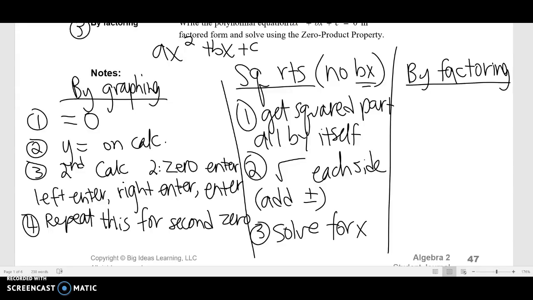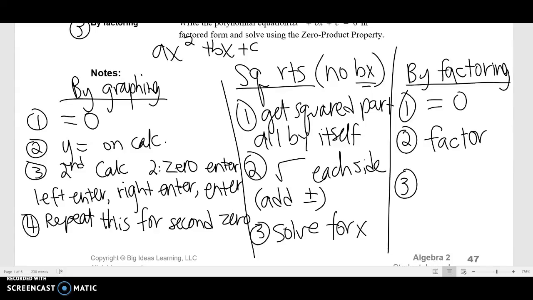The third way to solve for zeros is going to be factoring. For this, you want the equation to be set equal to 0. Then you want to factor it. And then solve for x by setting each factor equal to 0. And solve for x.